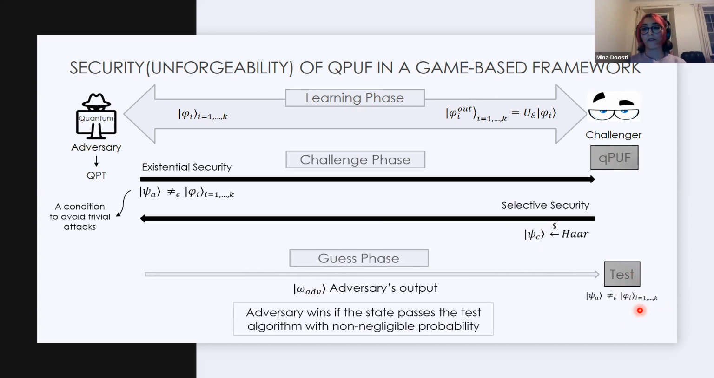So that's basically the framework, and we study the security or unforgeability of quantum PUFs as a primitive inside this framework.